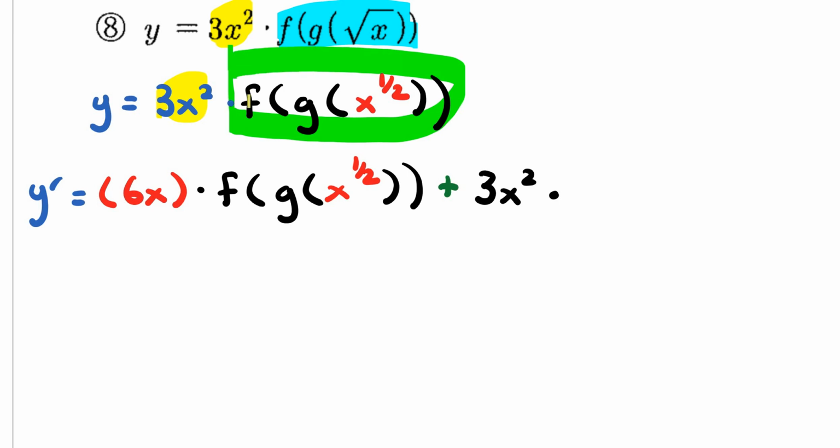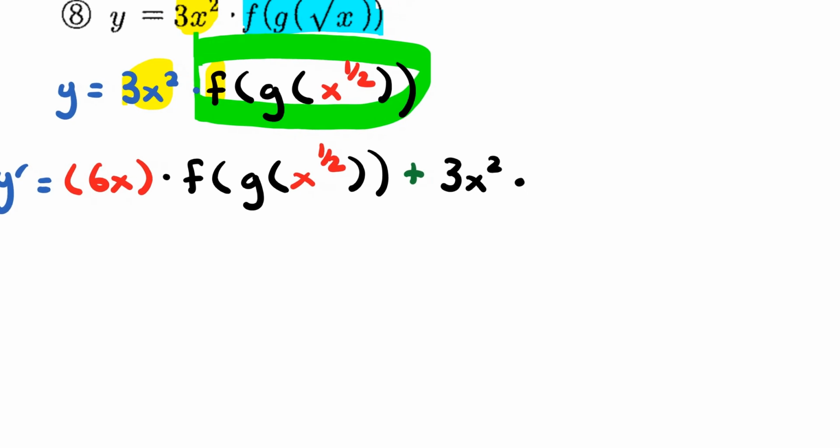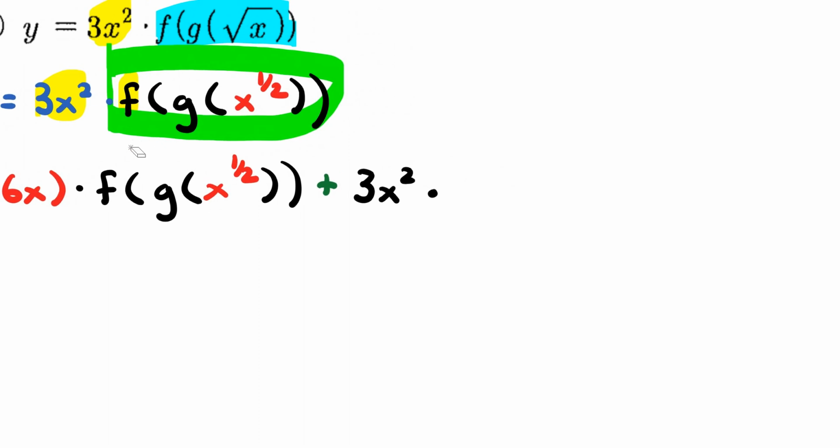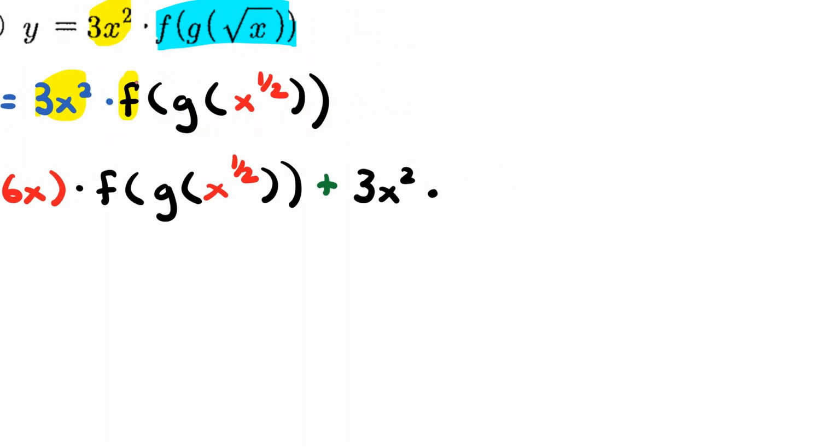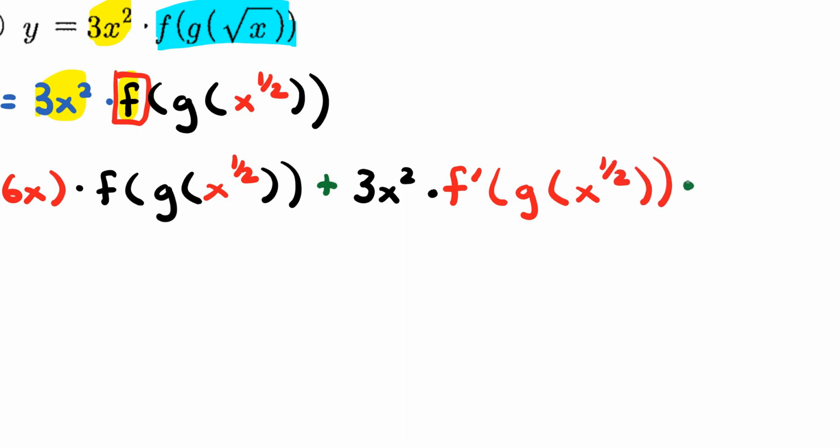So we start with the outside power, which is f, right? So let me erase this again. So we want to start with this outside power there. So that's going to be f prime. And then everything remains the same inside the bracket. So f prime of g of x to the power 1/2. Close that bracket. And then I need to multiply by the derivative of this inside.